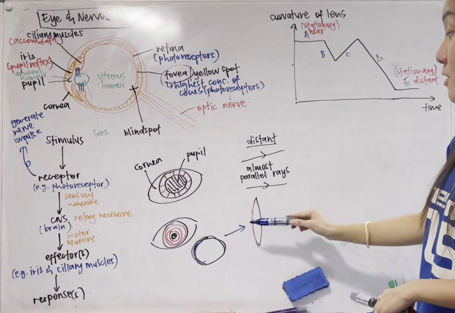While cones enable a person to detect the spectrum of light and color vision. I repeat, cones enable a person to detect the spectrum of light and color vision. But in exam, usually you can see, how come we always focus every single light onto my fovea? Because your fovea has the highest concentration of cones.